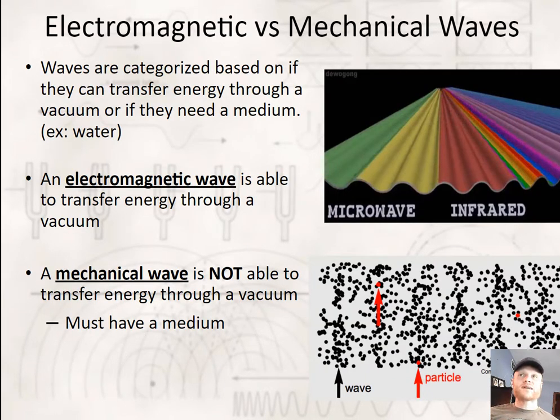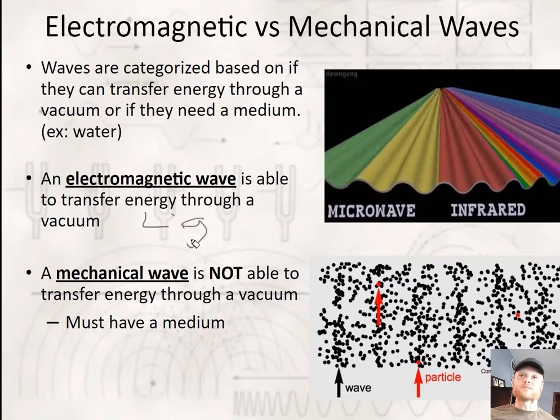So an electromagnetic wave versus a mechanical wave, what really is the difference? Really what we look for is how waves move through a medium, which is basically the material through which they travel. An electromagnetic wave is able to move through a vacuum, which is basically just an area of space that's void of any type of particles. There's no atoms within that area. So an electromagnetic wave, an example of that would be something like light. Right? So light is an example of an electromagnetic wave.